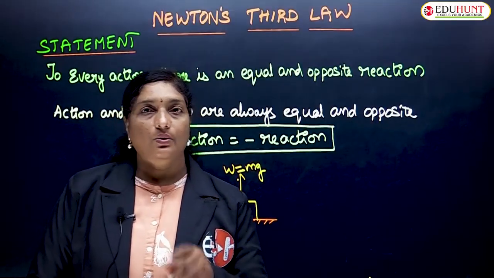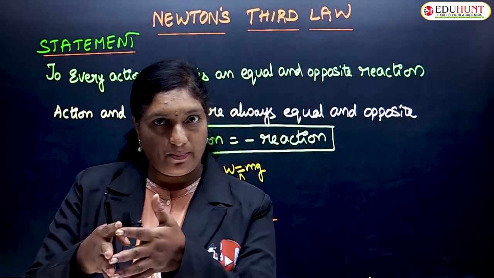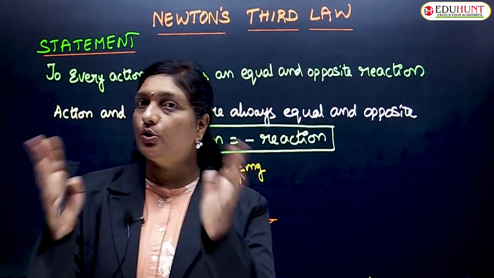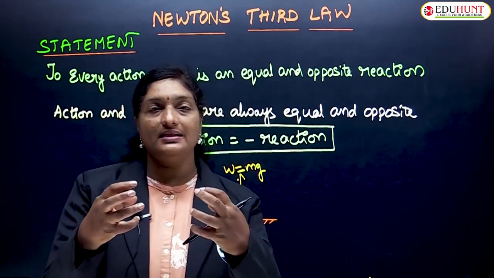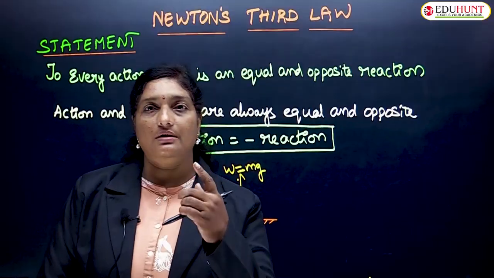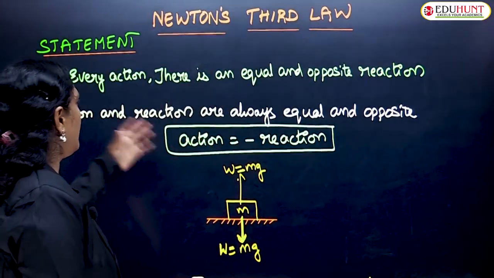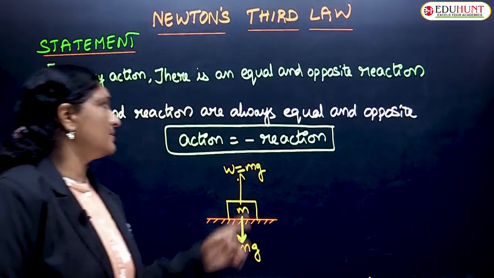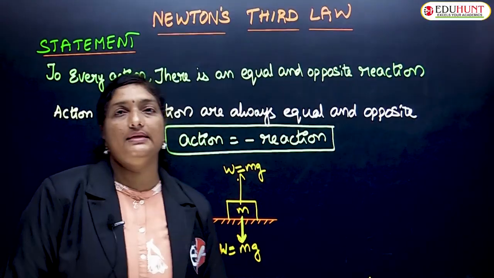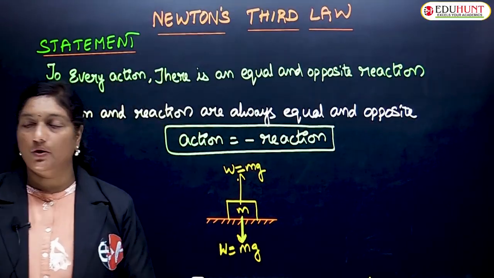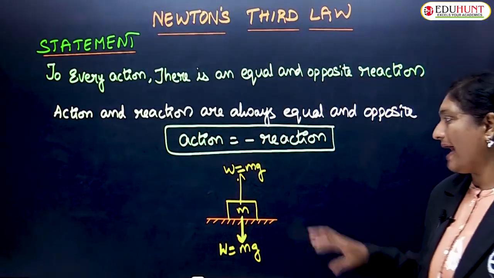Okay, so the action and reaction pairs always act in pairs, that means they act together but on two different bodies. That means action is always equal and opposite to the reaction force. Okay children? So action and reaction are always equal and opposite, that is, action is equal to the magnitude of reaction but in the opposite direction.